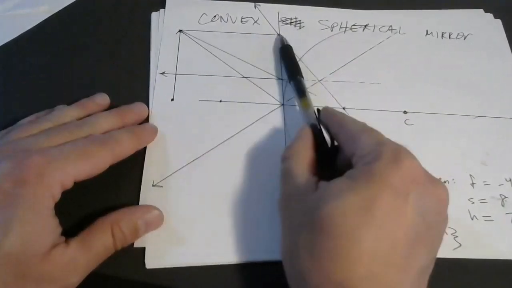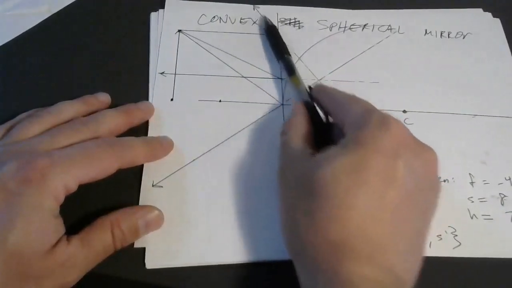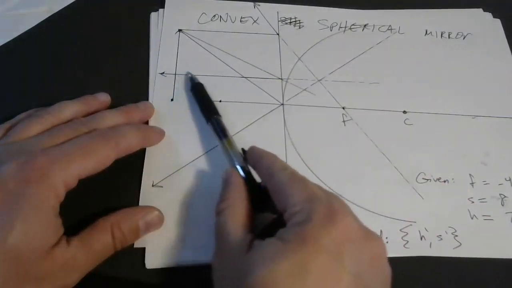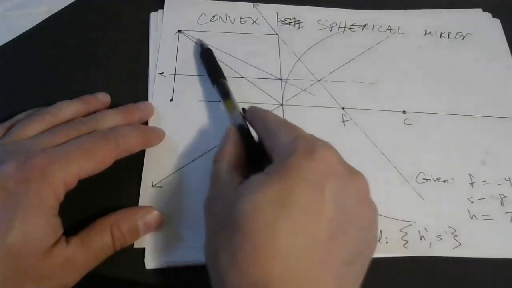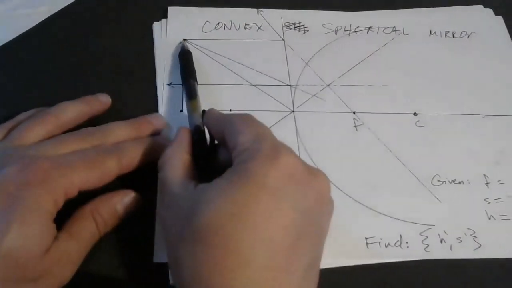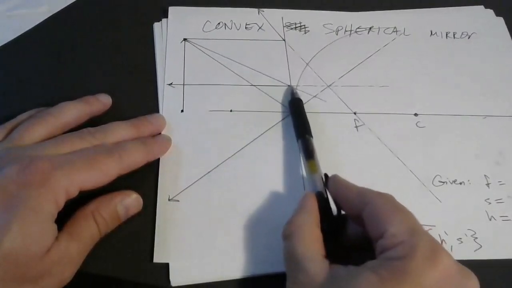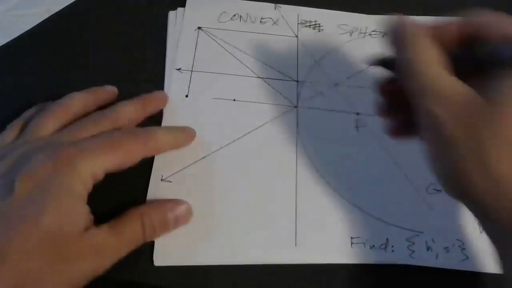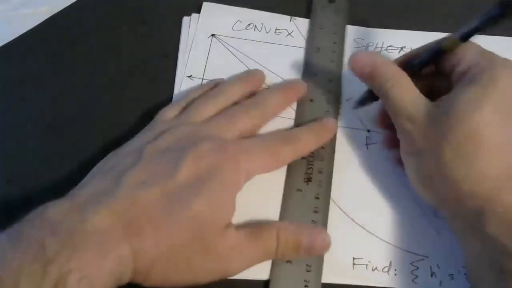Instead of coming in parallel and bouncing off as if it came from the focal point, well, wouldn't this ray do the same thing? It's coming in parallel and bouncing off as if it came from the focal point. I just reversed the order. Aim for the focal point, but when you get to the mirror, that's the vertical line, you reflect parallel to the axis. So I have now located the image.